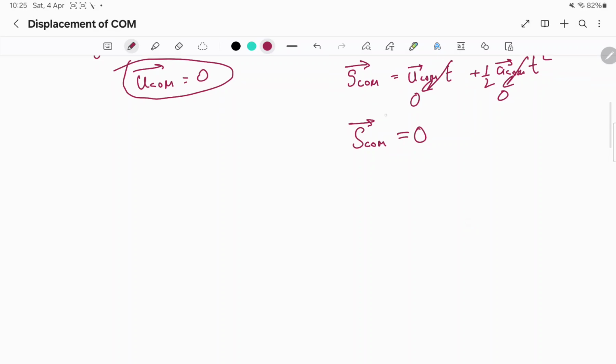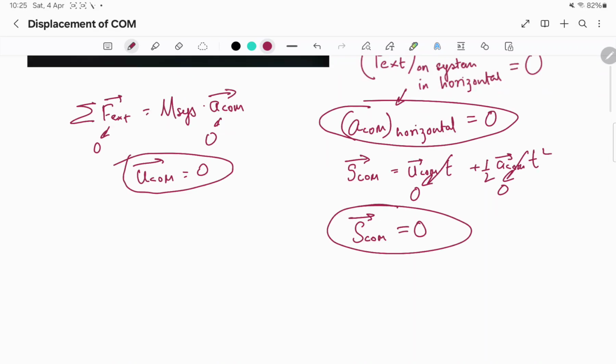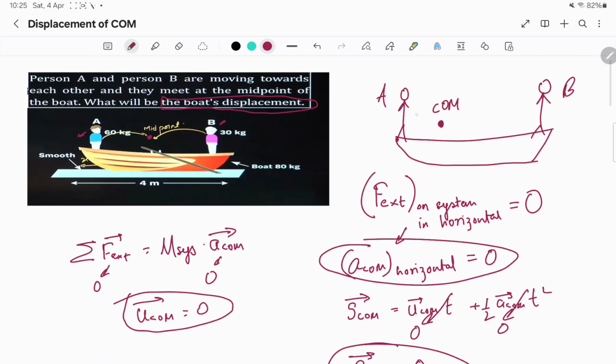We can use this to find the displacement of the boat. Person A is heavier: the mass of person A is 60 kg, and of person B is 30 kg. If both of them come to the midpoint, and we want the center of mass to stay in the same place, the boat should move. The center of mass would start moving if the boat did not move. So the boat should move.